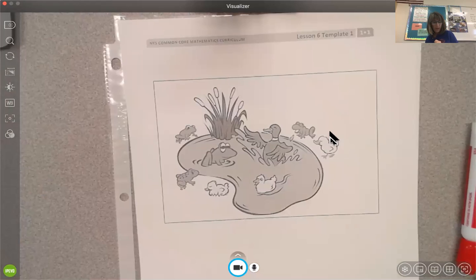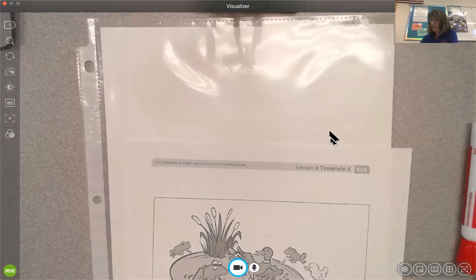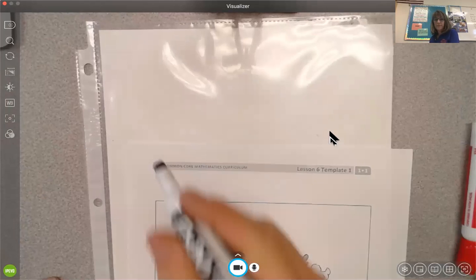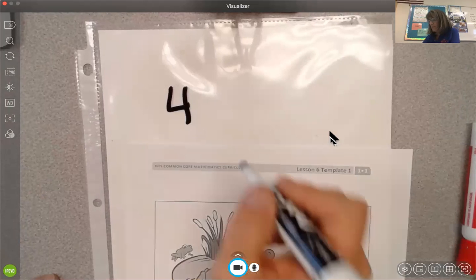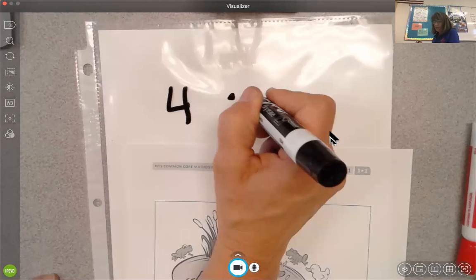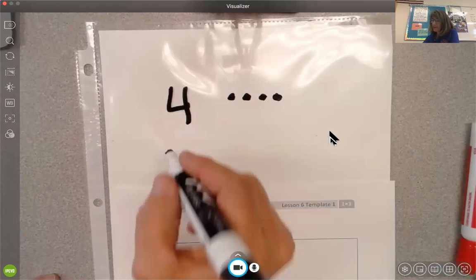Good. And how many frogs are there? 4. Nice job. So we can say altogether there are 4 frogs. I'm going to use my whiteboard here. 4 frogs, or we could show it like this. 4, 1, 2, 3, 4, and 4 ducks, right? So we have 4. So we could also show it like this. 4 plus 4.